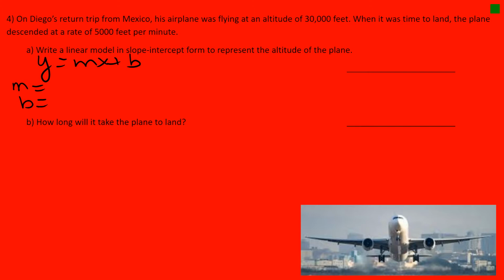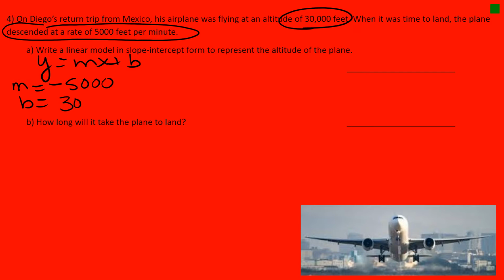Okay, my rate. It says the plane is descending at a rate of 5,000 feet per minute. That's going to be a rate of negative 5,000 because it's going down. And the original altitude was 30,000. My beginning value was 30,000. So let's write that equation. So we have y equals, I need my m, which is negative 5,000 x plus my beginning value of 30,000.